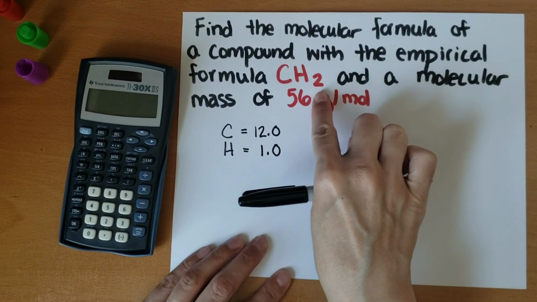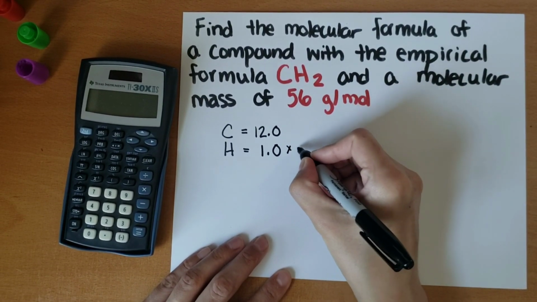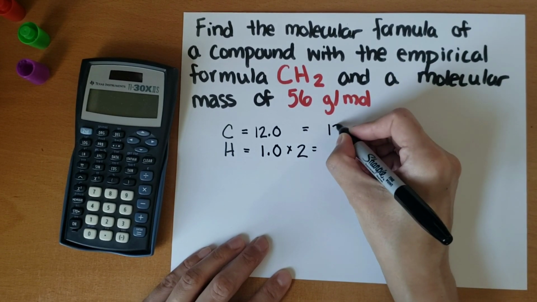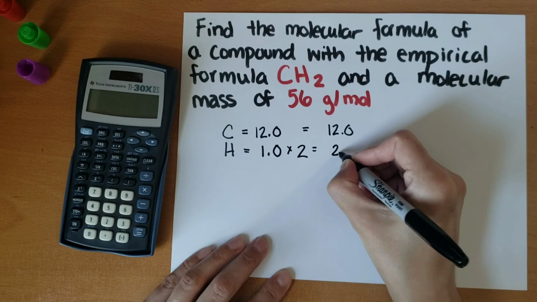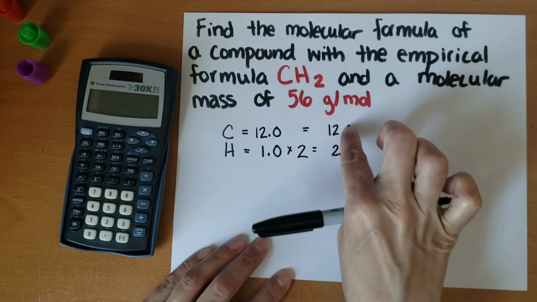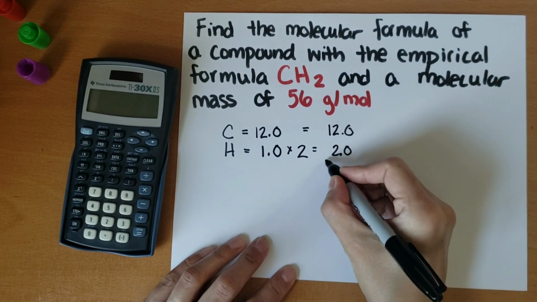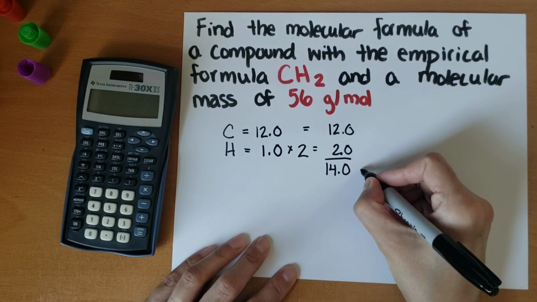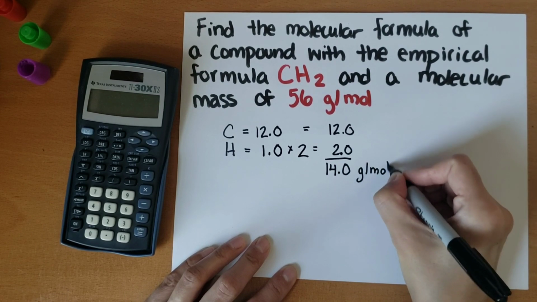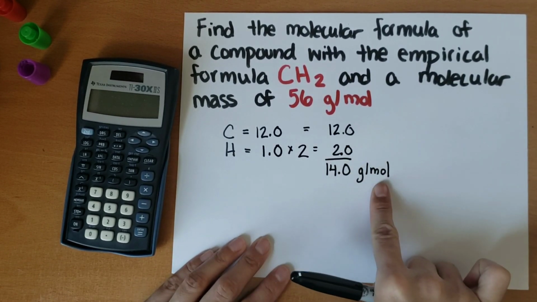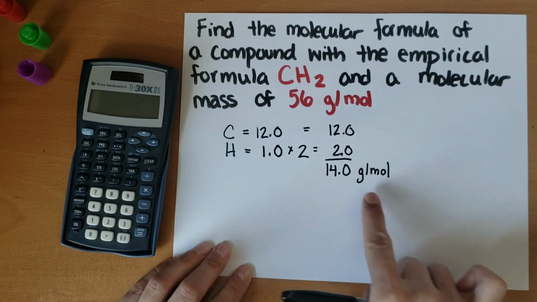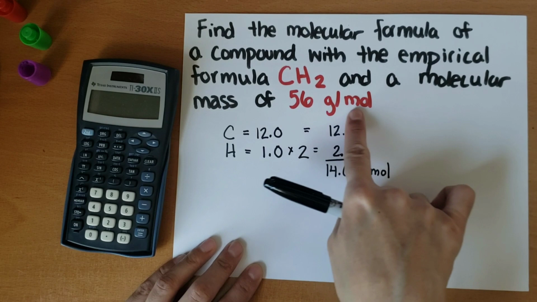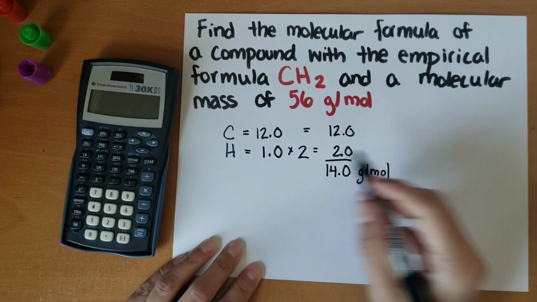But we have a subscript here for the hydrogen, so we'll need to multiply by 2 for the hydrogen. Now that I have the masses of each of the individual elements, I'm going to add them together. So my empirical mass is 14 grams per mole. So step 1 is done. Find the empirical mass. Step 2 is to divide the molecular mass by the empirical mass.